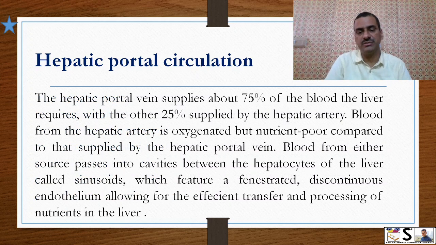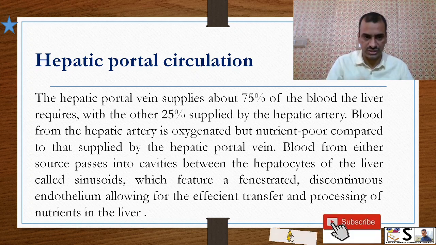The hepatic portal vein supplies about 75% of the blood the liver requires, with the other 25% supplied by the hepatic artery. Blood from the hepatic artery is oxygenated but nutrient poor compared to the hepatic portal vein. Blood from both sources passes into the cavities between hepatocytes of the liver called sinusoids, which feature a fenestrated or discontinuous endothelium, allowing for the efficient transfer and processing of nutrients in the liver.